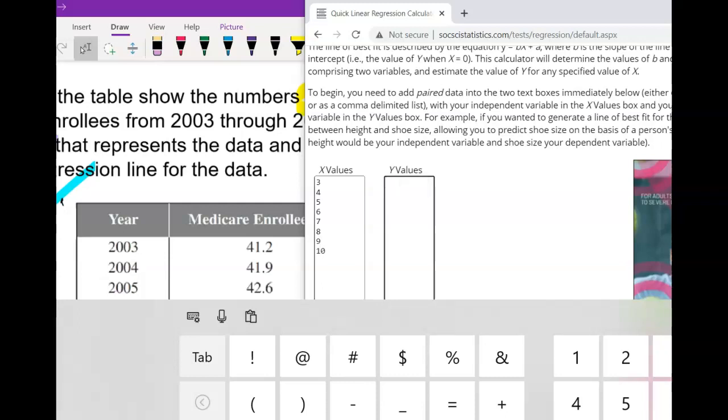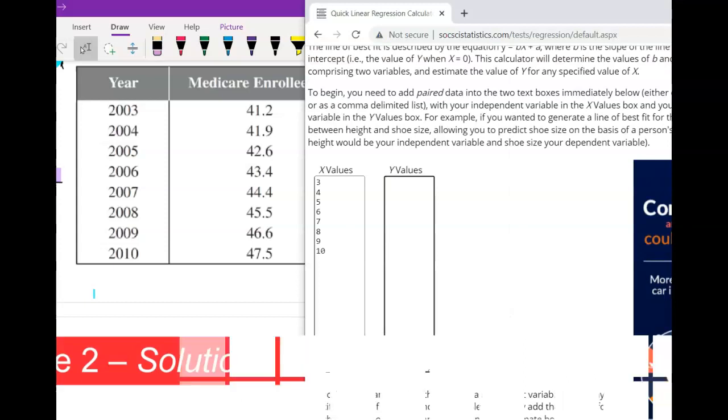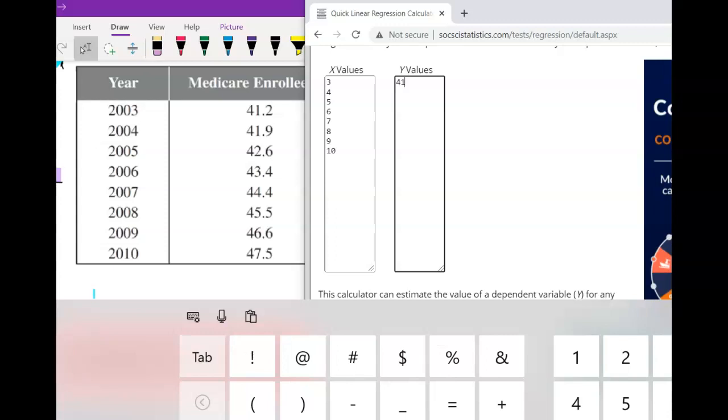Okay, and then here I'm going to type the number of people with Medicare who enrolled in that particular year. So that's going to be 41.2, enter, 41.9, enter, 42.6, enter, 43.4, enter, 44.4, enter, and 45.5, enter, and 46.6, enter, 47.5, enter. And just make sure that you have the same number of outputs as you do for inputs.